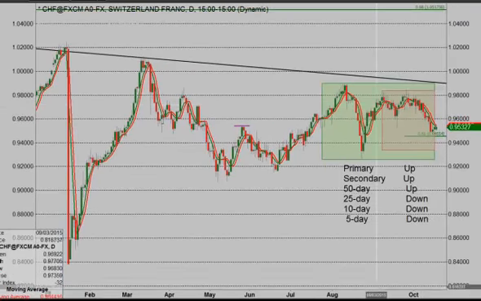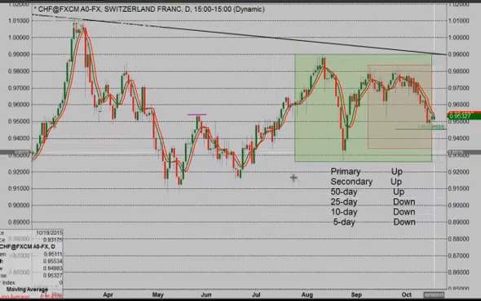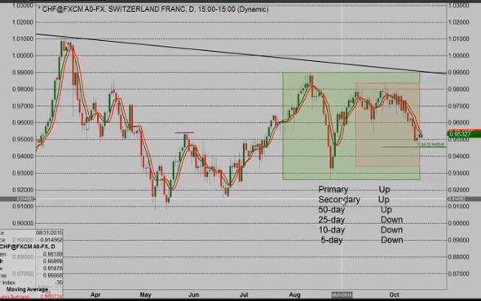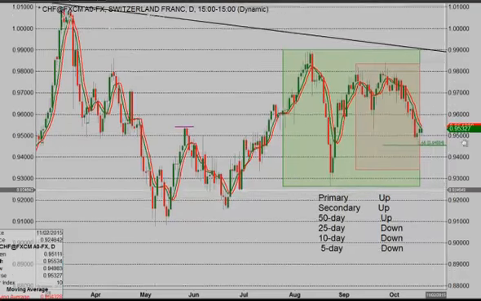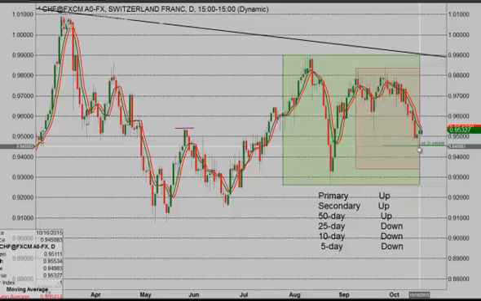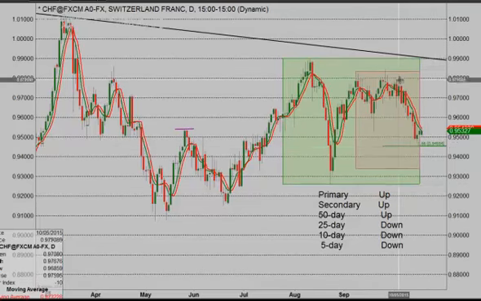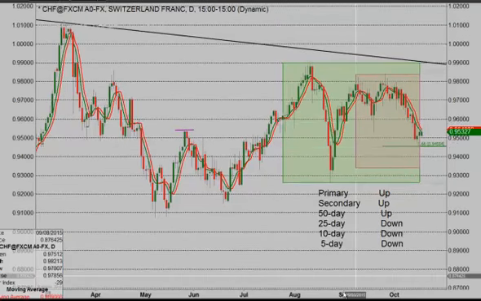Here's our Swiss franc. Again, if we put the primaries in one market, we're going to put them in all the markets. Primary pattern still up in the Swissy, secondary pattern up. 50-day pattern, by the way, holding up too. There's your 50-day. Came close to testing that this week. So I look for a potential trend line break here.